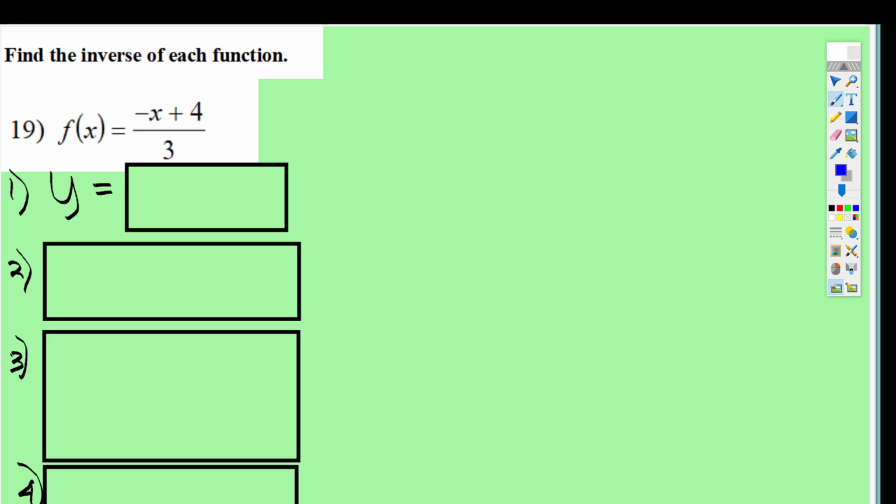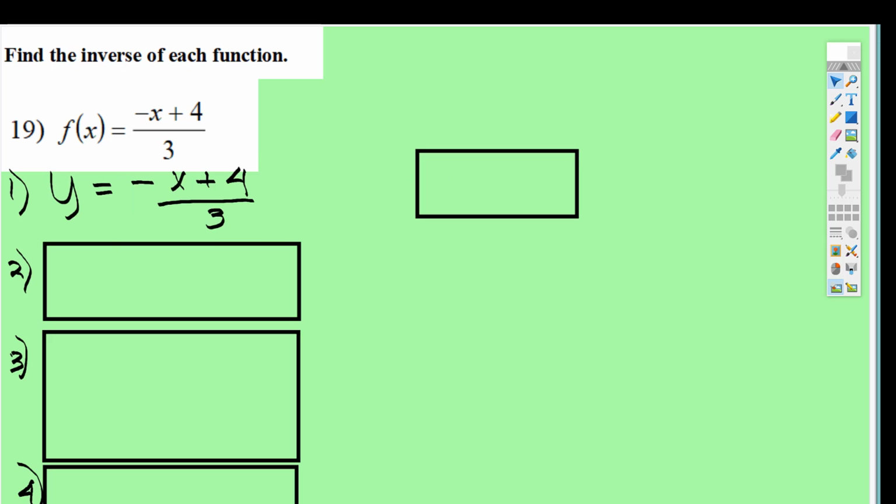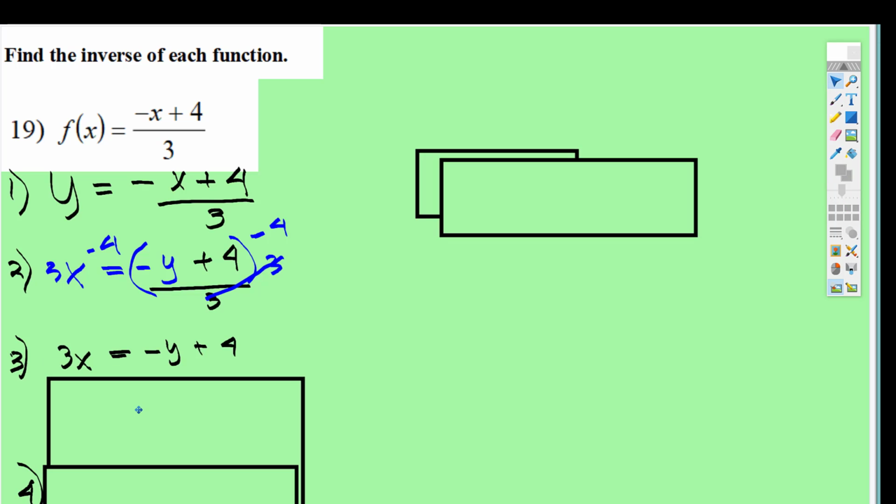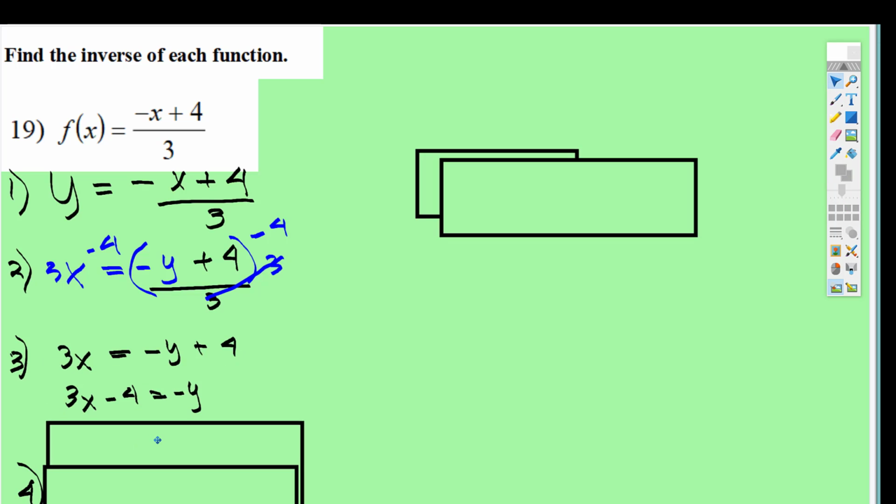All right, now we're going to find the inverse of each. So we're going to take our steps. We're going to rewrite f of x as y is equal. So that's all I did here. Now we're going to swap the x's and the y's. And then notice that y is in the numerator. To get rid of that dividing 3, I multiply both sides by 3. And once I do that, you have -y plus 4. So I'm going to subtract 4 from both sides.